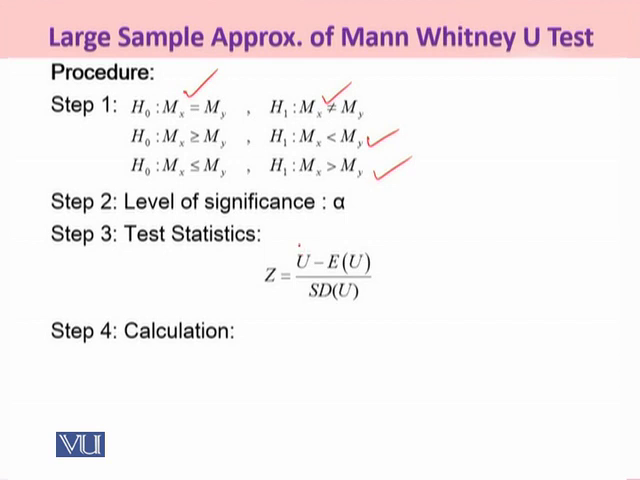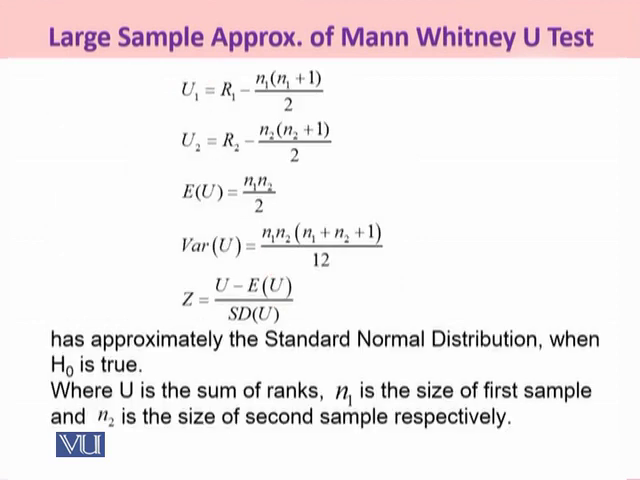Here you first have to calculate U, which is based on your rank sum data sets. You subtract the expected value of U, which is simply the mean of U, and divide by the standard deviation of U. This is the formula you are going to use for the large sample approximation. Next, you follow the calculation, and under the calculation you need to calculate two values of U, U1 and U2. Under U1 you make use of this formula, where N1 is the sample size for the first group and R1 is the rank sum of the first sample.